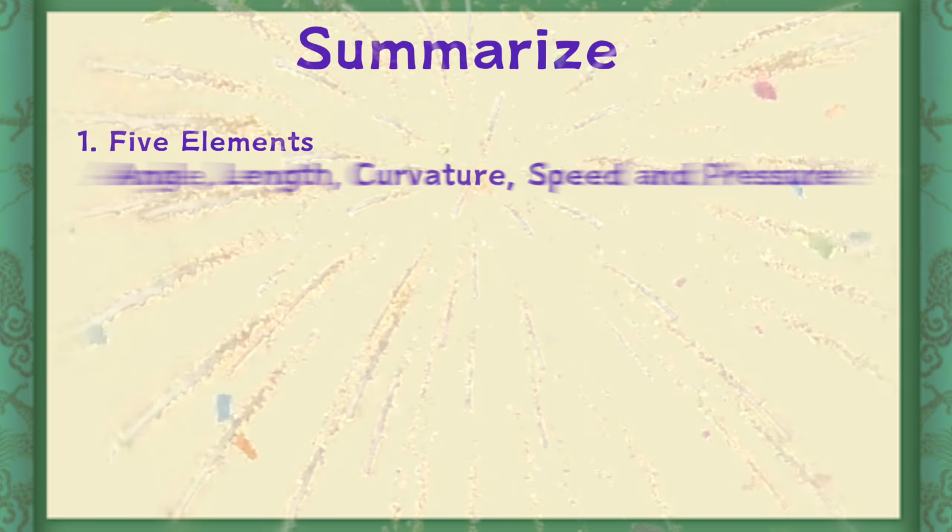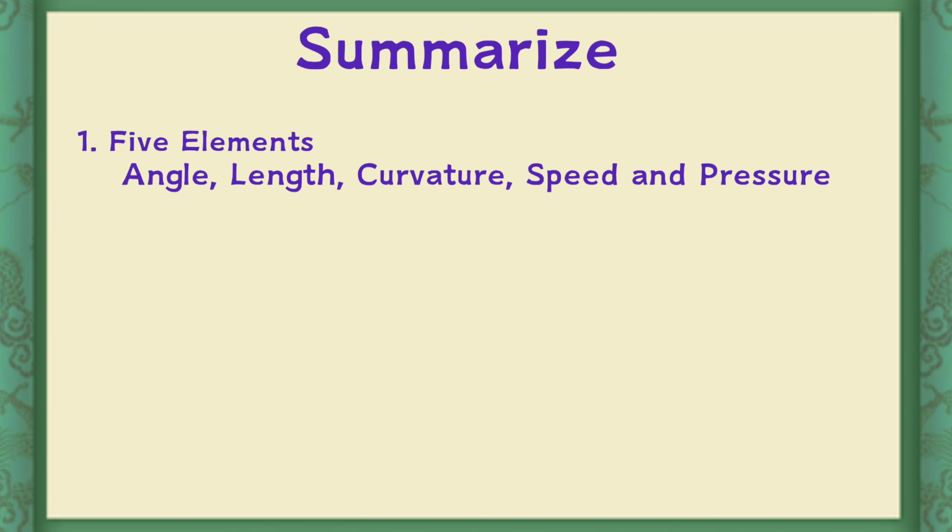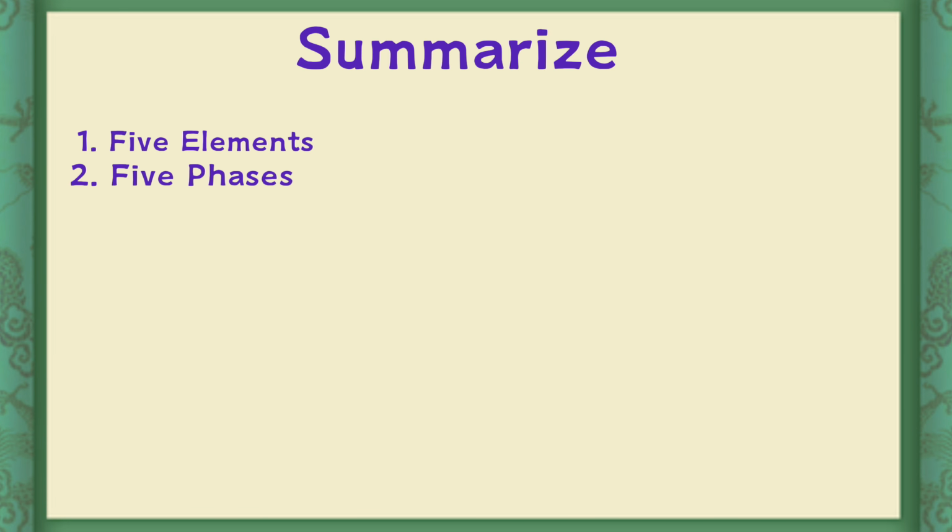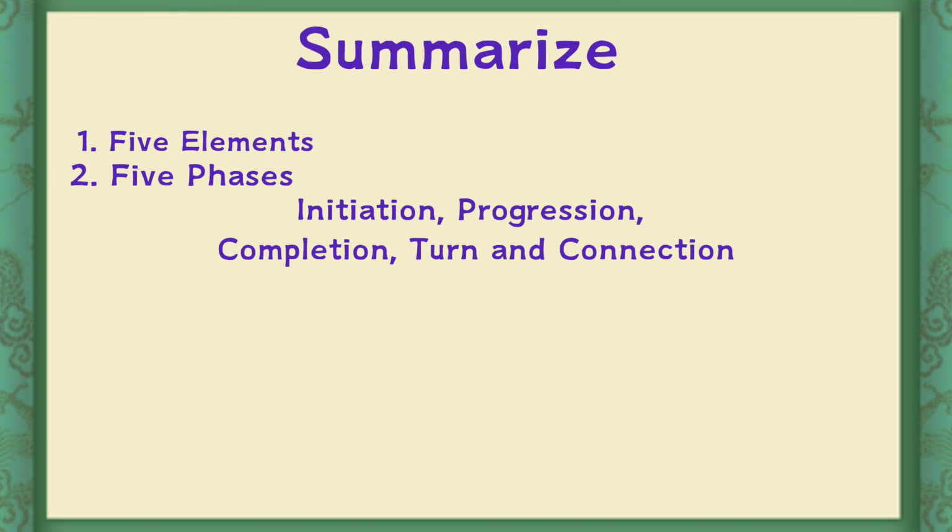Let's summarize together. First, we know there are 5 elements in a stroke that we can use to observe, analyze, and learn a stroke. They are angle, length, curvature, speed, and pressure. We shorten them to ALCSP. They basically decide what a stroke looks like. Second, we also know there are 5 phases we may use to write a perfect stroke and even Chinese characters. They are initiation, progression, completion, turn, and connection. When we start calligraphy level handwriting, they will help us write different styles of Chinese characters. But this requires a high ability of pen controlling.